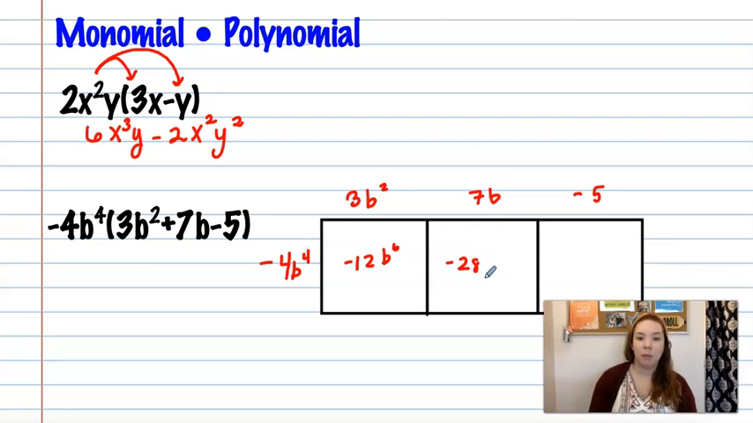B to the 4th times b is b to the 5th. And then negative 4 times negative 5 is 20. B to the 4th, because we just have that one set of b's. Right? And now when I rewrite this, I'm just going to put them next to each other again.